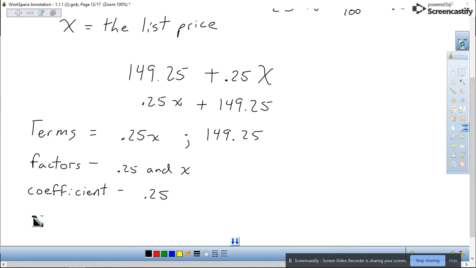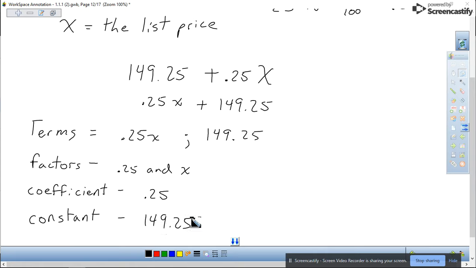And lastly, we want to talk about constants. So, do we have a constant? Do we have a number in our problem that's a term all by itself and has no variable attached to it? It's just a single number, right? The answer is yes. We have 149.25. So that is your constant for this problem.